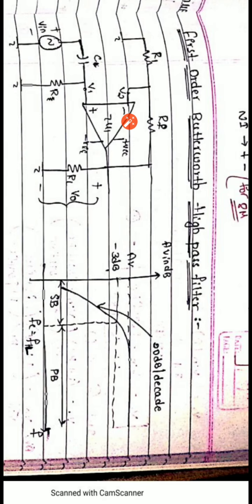Here the input signal Vin is applied at the non-inverting terminal of the op-amp, hence it is a non-inverting configuration, and R1 and RF are used to set the voltage gain in terms of resistance, that is 1 plus RF by R1. And when I compare the RC network at the input side of this configuration, the positions of the resistor and capacitor are interchanged compared with the first order low pass filter.